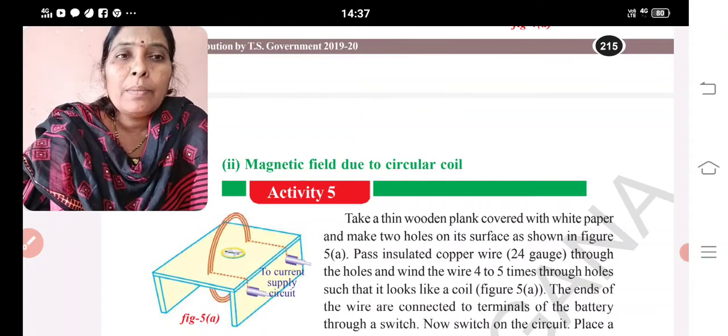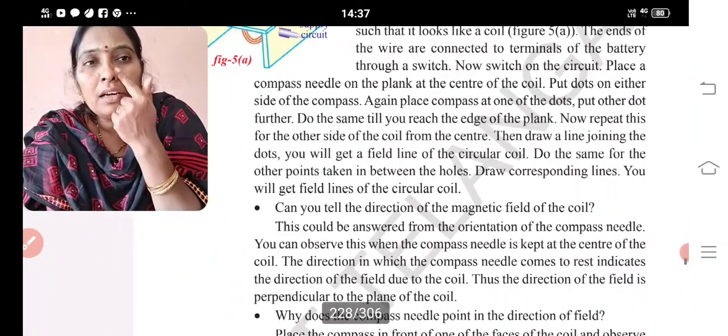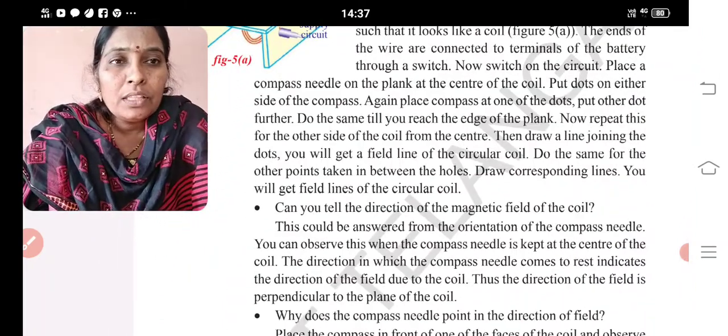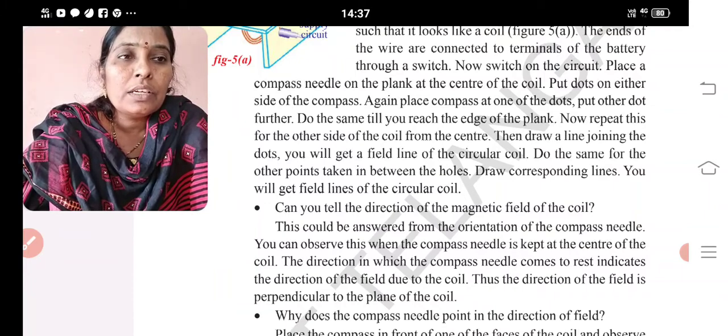Beneath that they place the magnetic compass. When a current passes, we can see the deflection in the magnetic compass. Do the same for other points taken below. Draw the corresponding lines. Can you tell the direction of the magnetic field on the coil? This could be the answer from the orientation of the magnetic needle. You can observe that when a compass needle is kept in the center of the coil, the direction in which the compass needle comes to rest indicates the direction of the magnetic field.